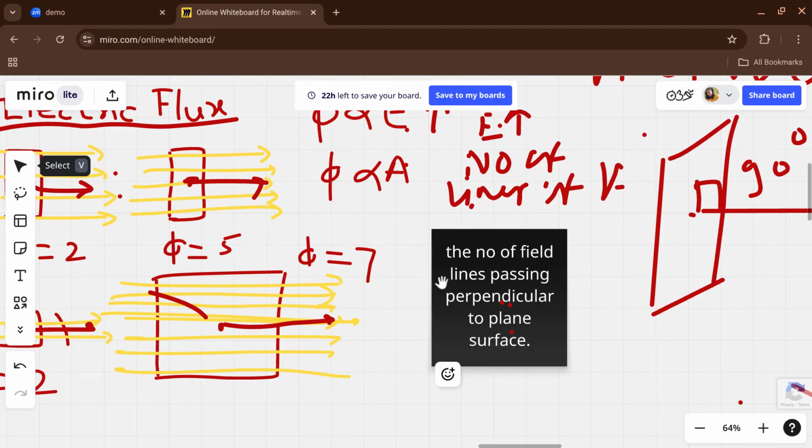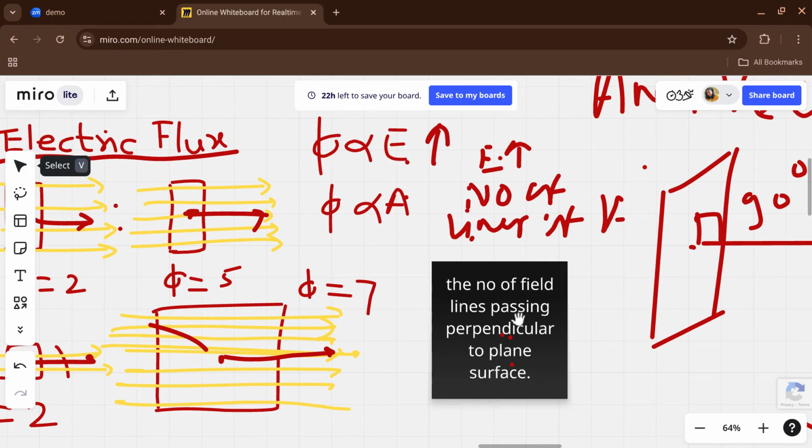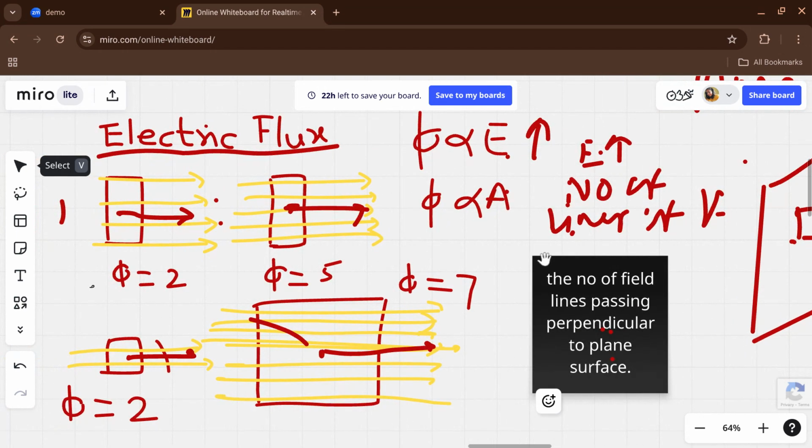Number of field lines passing what? Perpendicular to a plane surface. So we have done the electric field lines concept, where if lines of forces are more, the field will be stronger, and if lines of forces are less, the field will be less strong. So here they are saying that the lines of forces have to be perpendicular to the plane surface. To understand this in detail, we have to think of these two cases.